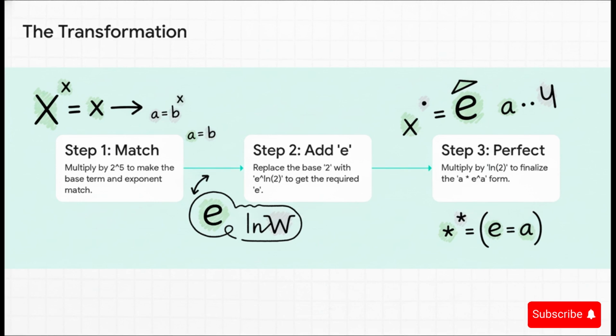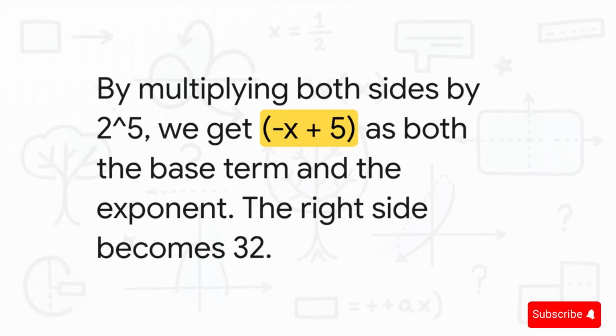First up, we've got to make the part on the ground match the part up in the exponent. Step 2, we need to get the number e in there somehow because the W function won't work without it. And for the final step, we'll do one last little tweak to get the form absolutely perfect. Okay, let's dive in. Step 1, making those parts match.